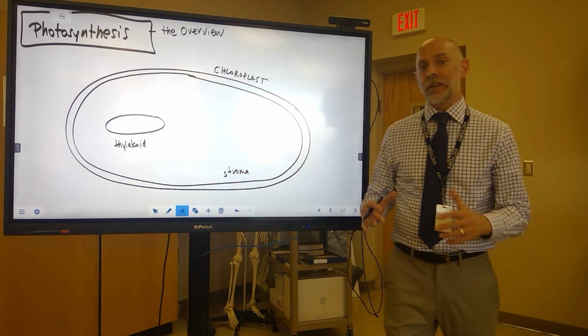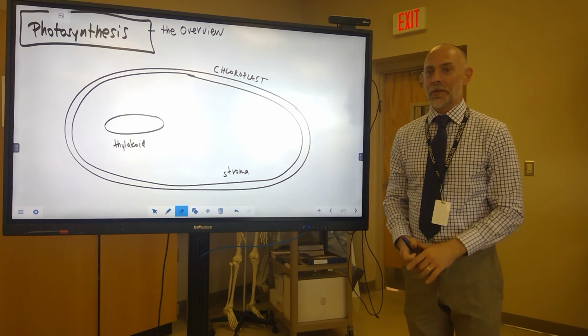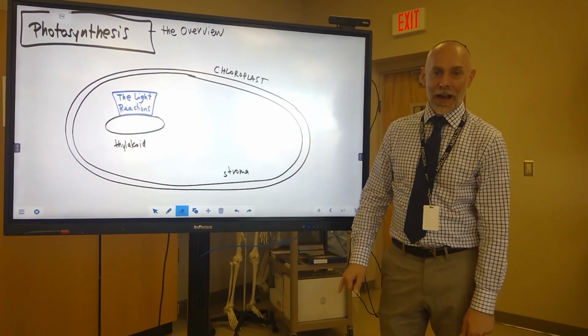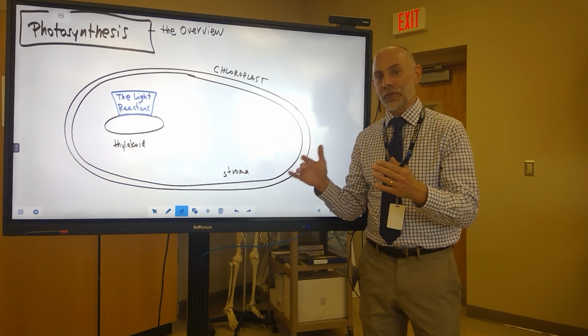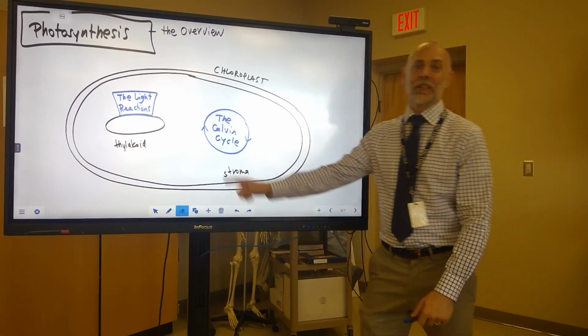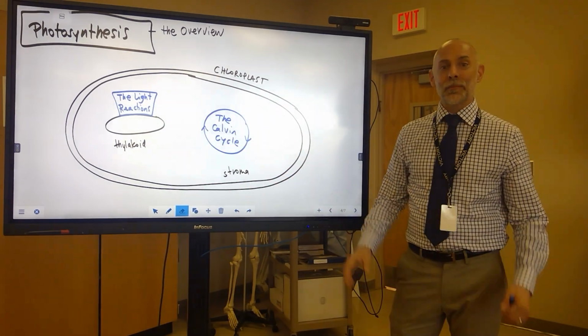Great, so let's take a look at the overview of photosynthesis. What's going on in the big picture of photosynthesis? Well, the first thing is there's 2 biochemical pathways, 2 sequences of steps run by enzymes, the light reactions and the Calvin cycle. The light reactions happen on the thylakoid membrane. Calvin cycle happens in the stroma.